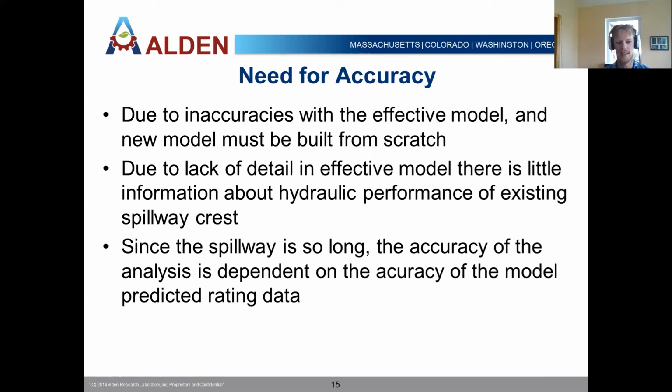And since the spillway is so long, getting it right is very important, because within the context of no rise and floodplain profiles, any variation in your coefficient of discharge is going to have huge implications on that upstream water surface, which can propagate miles upstream. So it's quite important to get it right.